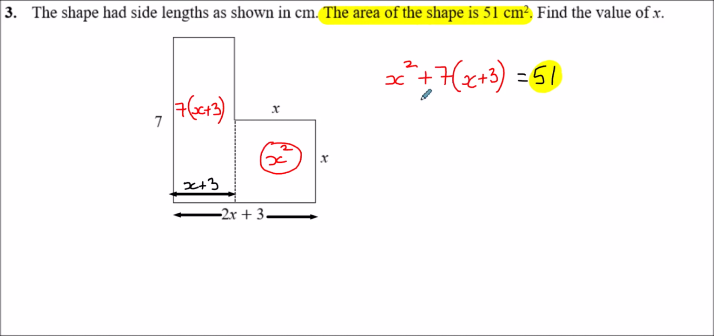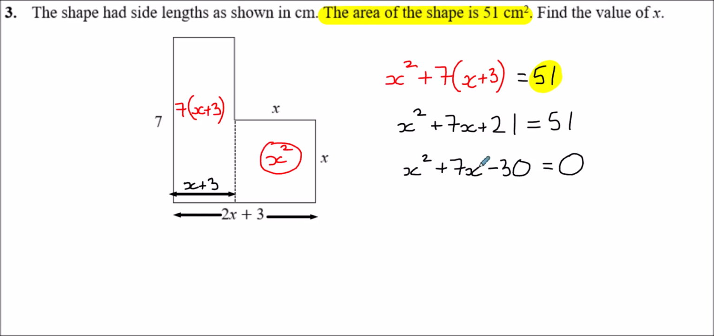So we can now expand, manipulate, solve. So x squared, expand out these brackets, 7 times x is 7x, 7 times 3 is 21, so that then equals 51. This isn't in the standard form, we need to subtract off 51 from both sides. If we do that, we're going to get x squared plus 7x minus 30 equals 0. This will now factorise quite nicely. I'm hoping you're starting to think, well, what if it doesn't factorise? What do we do then? This is what we're going to show you later this lesson.